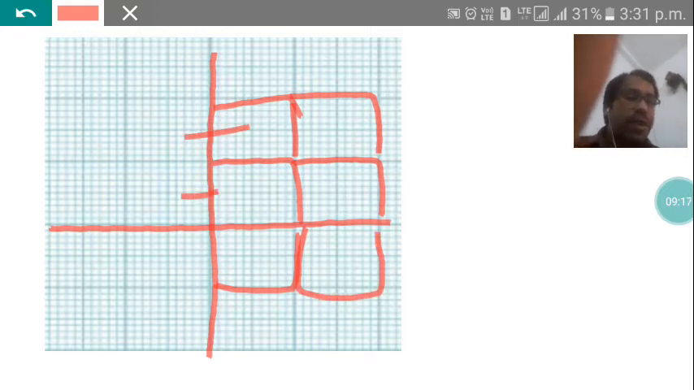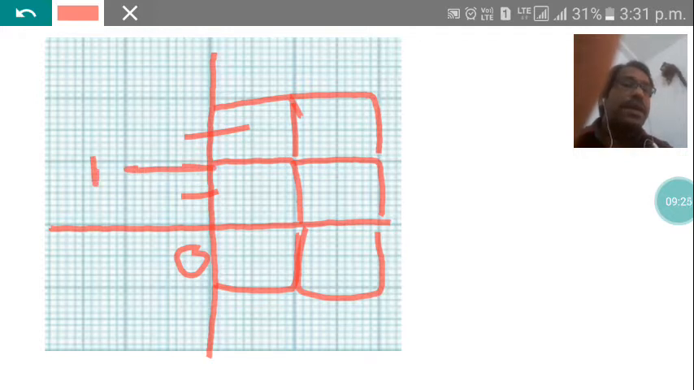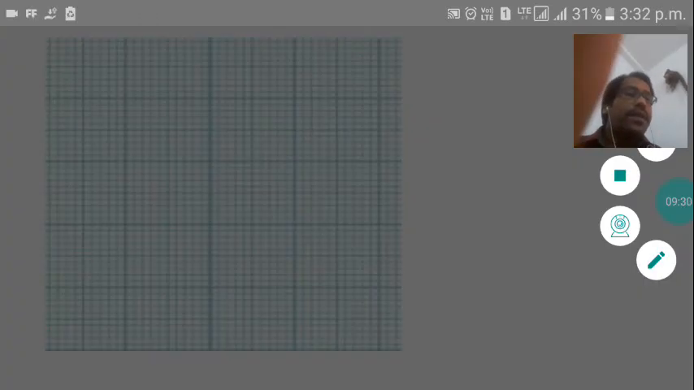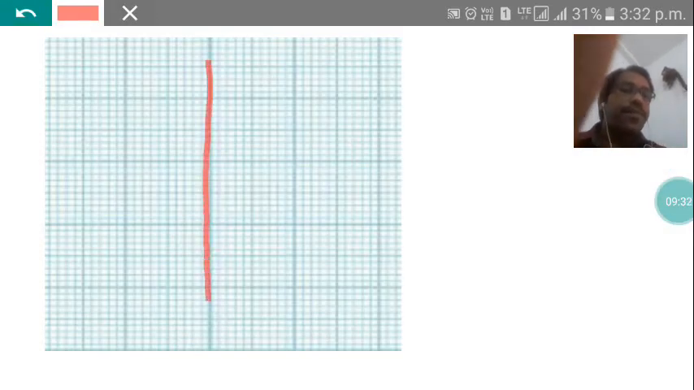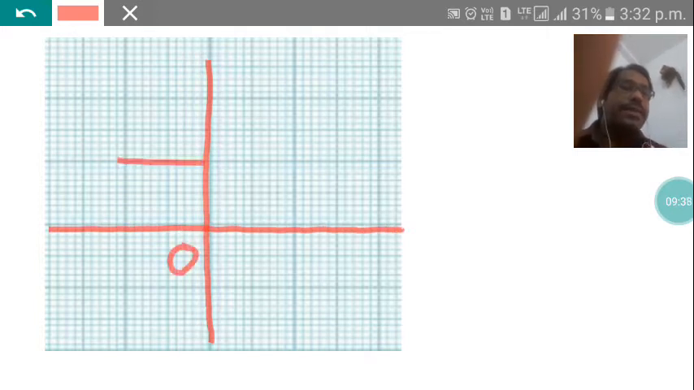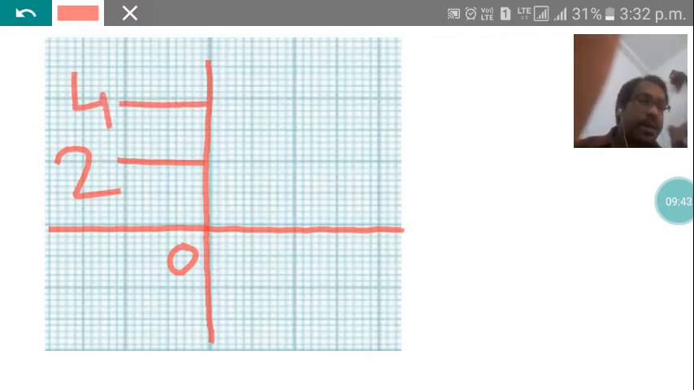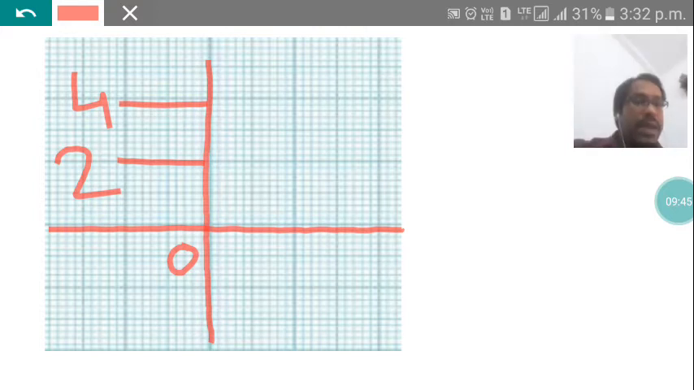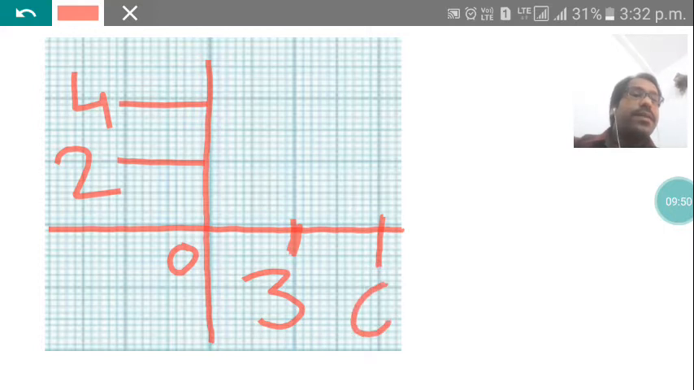Suppose you want to write 1, 2, 3, 4, this will be the origin 0. From 0 to 1, if you take this as 1, then this will be 2. Suppose this is 0 and you have taken this as 2, then this will be 4. It means we have to take equal divisions, you have to keep that in mind. Suppose you have taken this as 3, then this will be 6 here. So the first thing is clear.